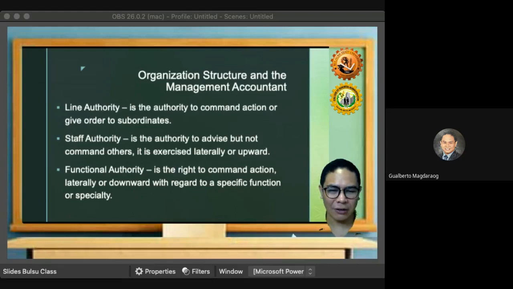Yung line authority kasi is an authority to command action or give order to your subordinates. So merong department yung management accountant. Pwedeng sabihin natin accounting department or management accounting department. Doon sa department niya, meron siyang line authority. He has the authority to command kung sino man yung mga staff niya under his department. Pero kapag ang titingnan mo is yung function niya o yung authority niya sa buong organization, staff authority ang function niya.